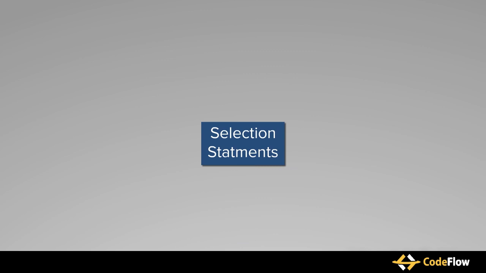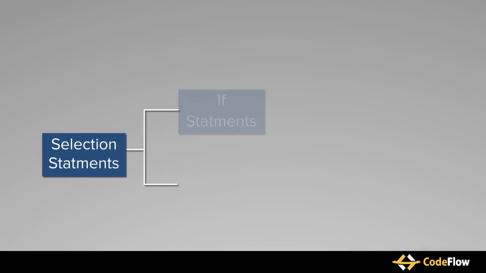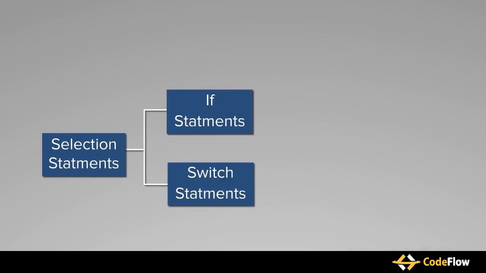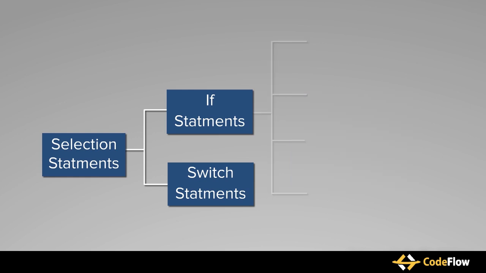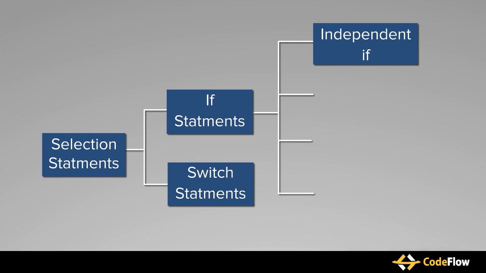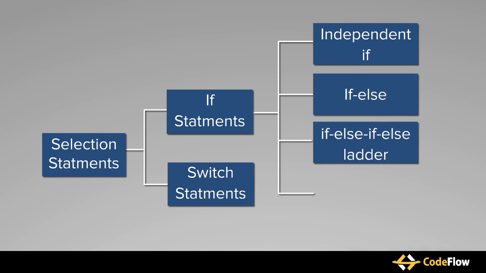C supports two types of selection statements, the if statement and the switch statement. In addition, an operator called the ternary operator is used as an alternative to if statements in certain circumstances. There are four types of if statements: independent if, if else, if else ladder, and nested if. In this topic, we will learn about if and if else statement.